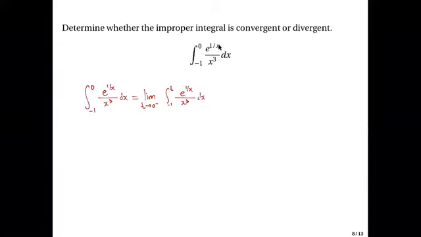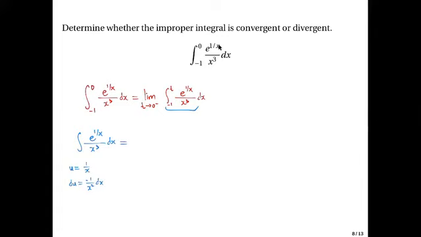And then, what do we get? We look at this integral, e to the 1 over x cubed dx. We can let u be equal to 1 over x. Let's start with that. And then du equals -1 over x squared dx.